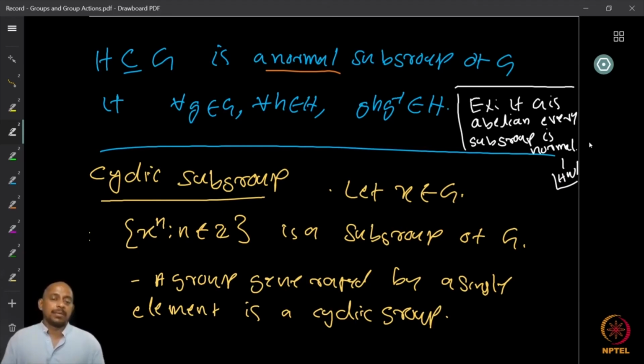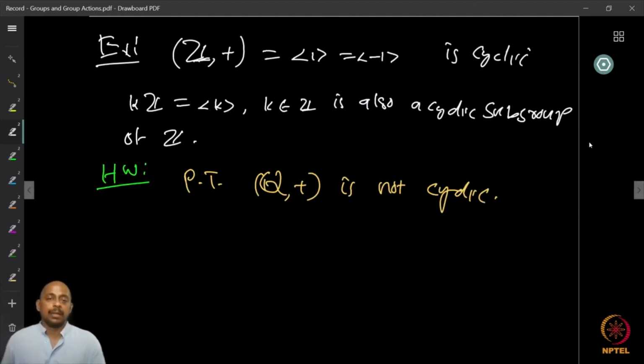And x raised to minus n can be defined as the inverse of x raised to n, because x raised to 0 is e, and therefore you can verify this. Then another concrete example is Z with plus, which is generated by 1 itself. With respect to addition, you can find the inverse, etc., and then you have the whole of Z generated by the single element 1. Therefore, Z is cyclic. Z is also generated by the single element minus 1, right?